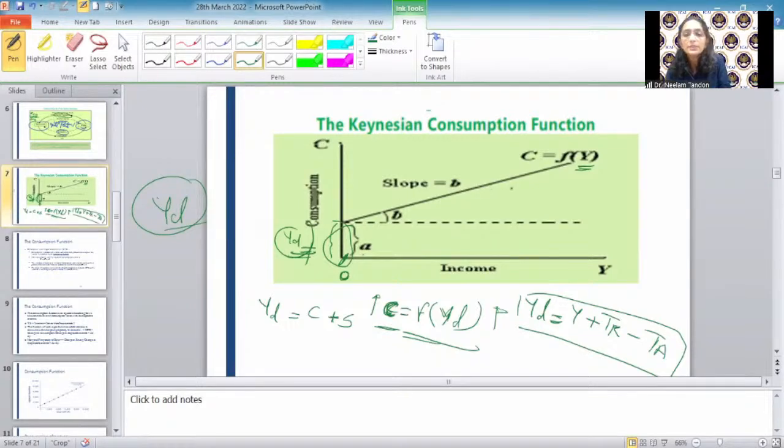Now this is the slope. What do you have on y-axis? On y-axis you have consumption. What do you have on x-axis? Income. This is the slope B. This B is change in consumption to change in income. Yes, this is the slope. This is change in consumption. You can see here.